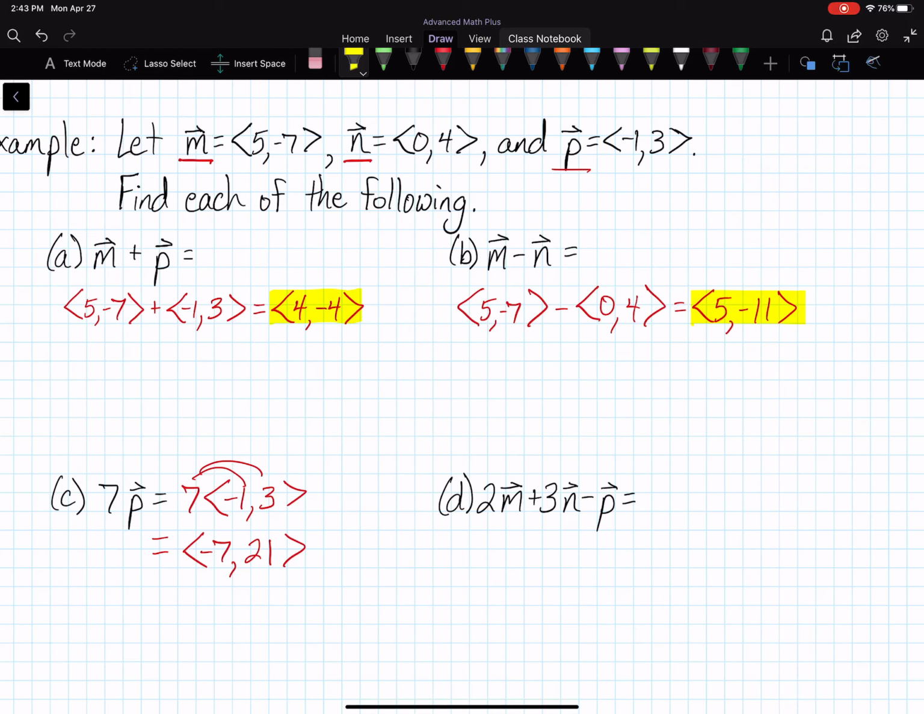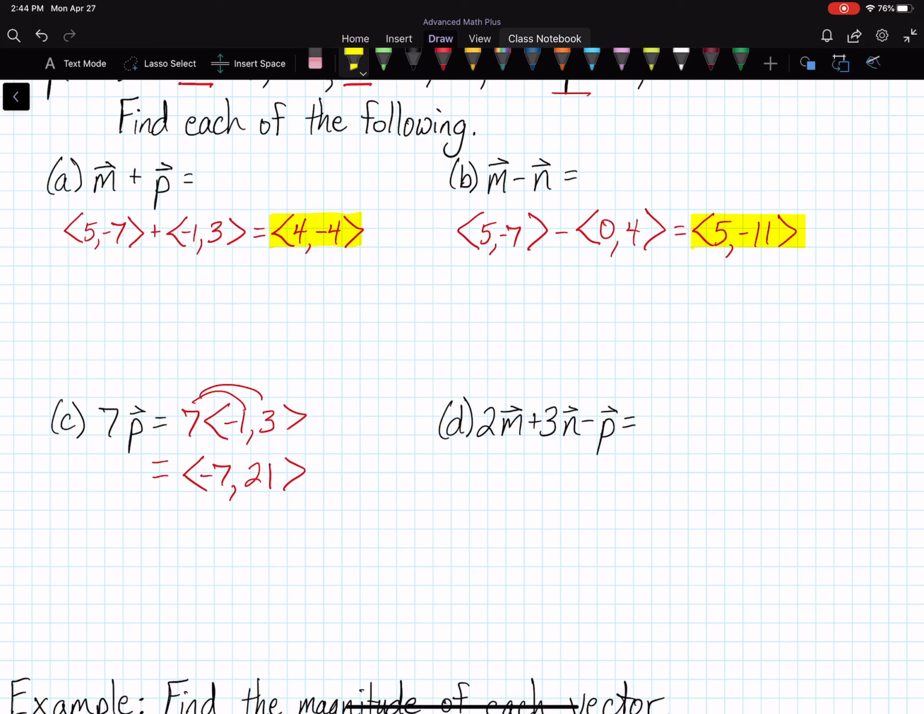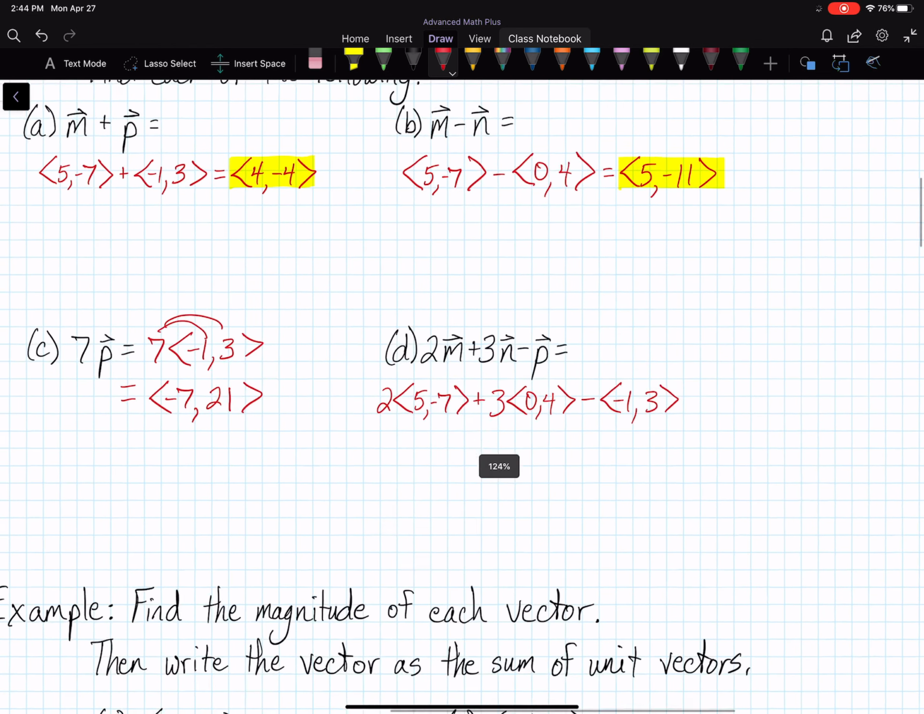Of course it did. Alright, so while I'm letting that charge for a second, we'll go down here to D. D is the longest of the 4 problems. Basically, we're going to take 2 times vector m, which was 5, -7, plus 3, vector n was 0, 4, minus vector p, which was -1, 3. Just plug in the parts and simplify.